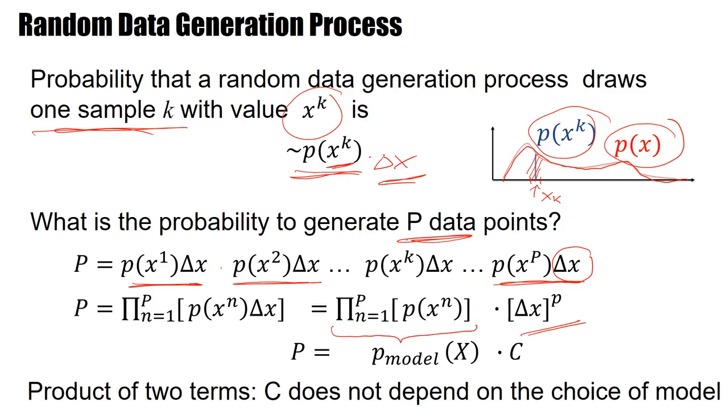So this is a term that depends on my choice of model parameters. For the Gaussian, I said the model parameters are the center and the width of the distribution. Now this constant here does not depend on model parameters. It's fixed. It does not depend on the choice of model. So the relevant term really is the first term here, which I call p model of x, where x is now the full set of data points, the full database.